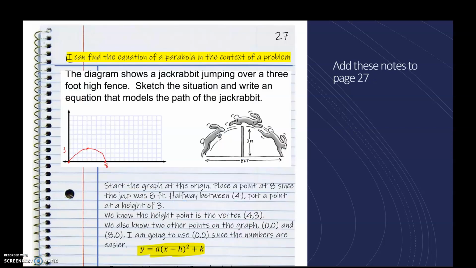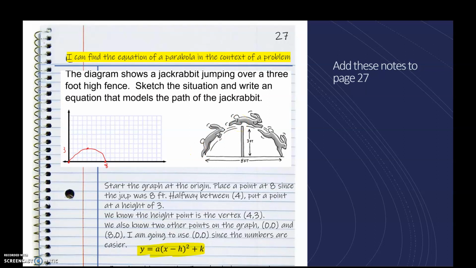Alright, so I want you to go ahead and pause this and copy this down. That includes the graph. Alright, so let's talk about what's going on here. I tried to explain this as much as possible. What's happening is this rabbit jumps 8 feet and it goes 3 feet high. So I just counted out 8, and halfway in the middle I did my 3 feet high, and I connected my curve. So just sort of mimicking this.